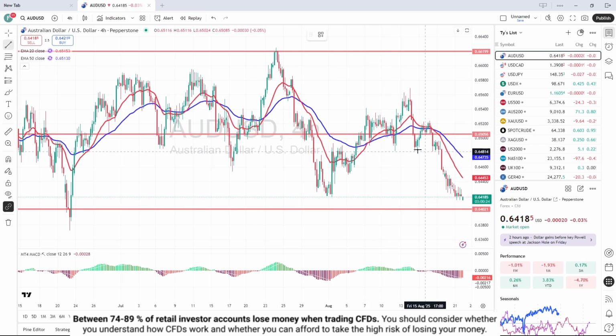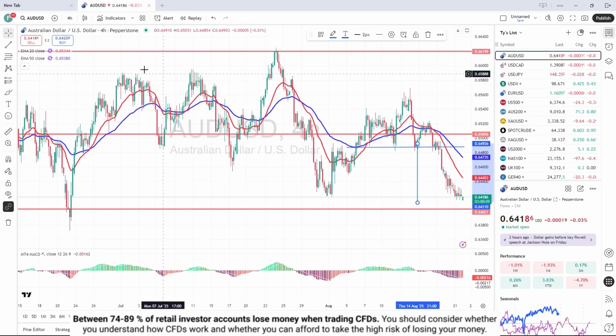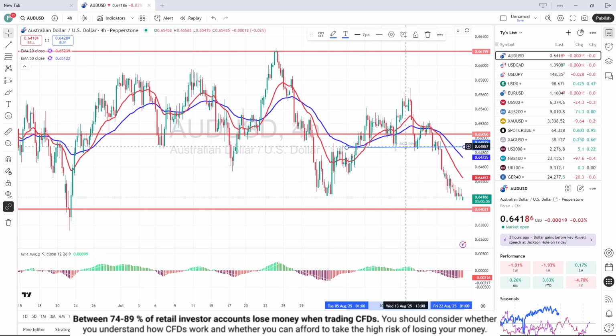So you can see here, the neckline would be across that point there. And the projected target for head and shoulders is the high to the neckline. And you can see that that one played out just really nicely there to where current price is right now. So really, really good trading on the Aussie USD, if you're able to catch some of that fall.